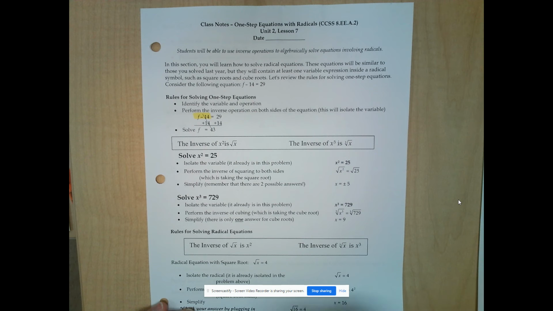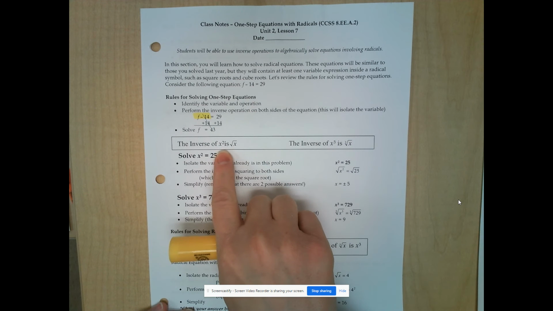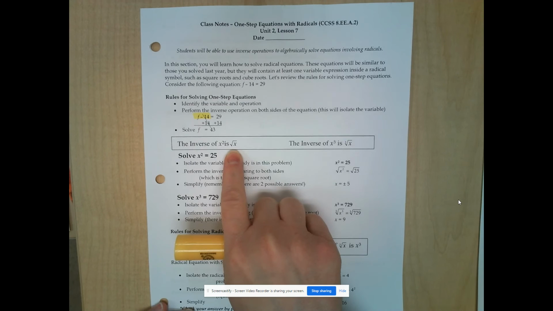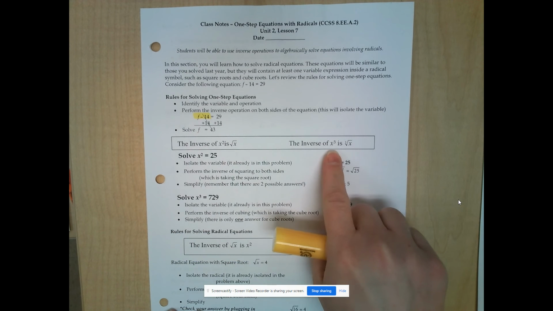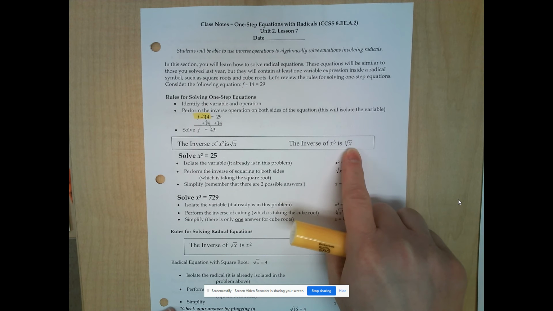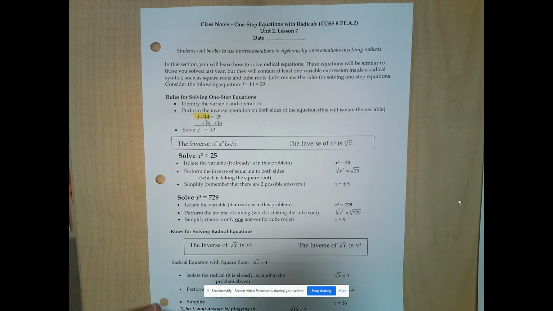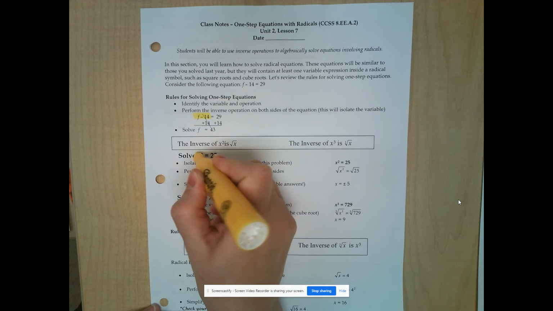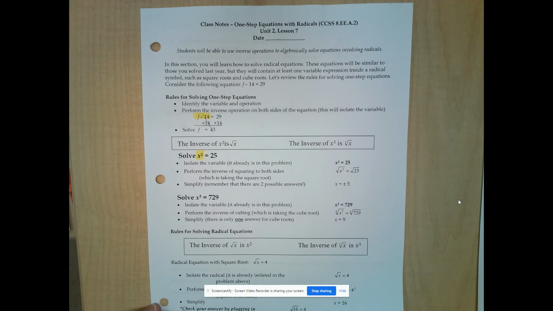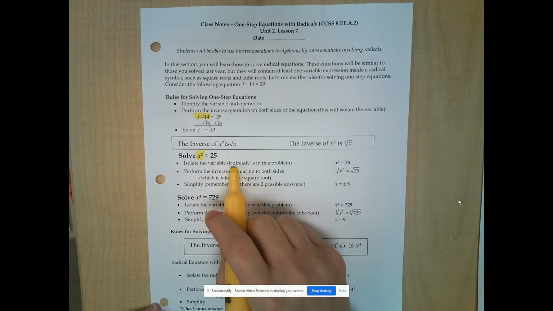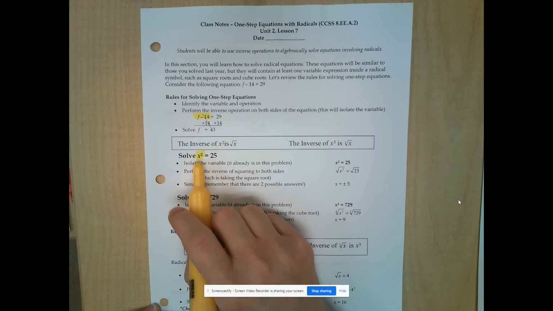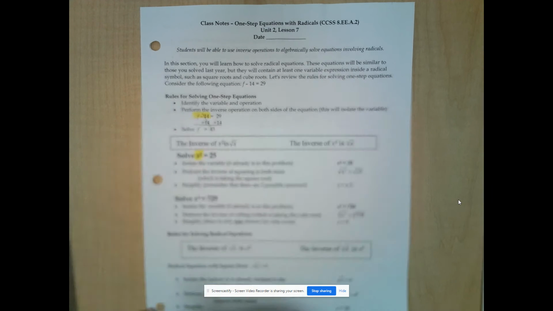No big deal. The inverse of x squared is the square root of x. The inverse of x cubed is the cube root of x. So what we need to do is observe what is happening to the equation as it's printed on the page. The first one says solve x squared equals 25. The variable is already sort of isolated. It is on the left side. It doesn't have anything else happening to it except the squaring.